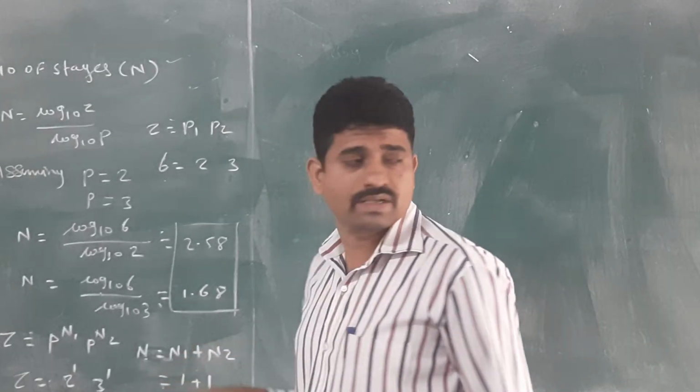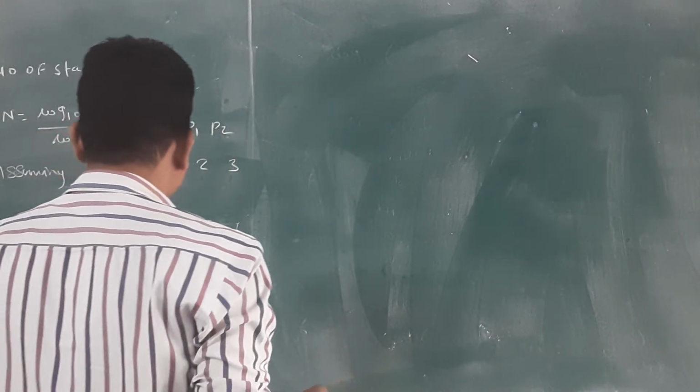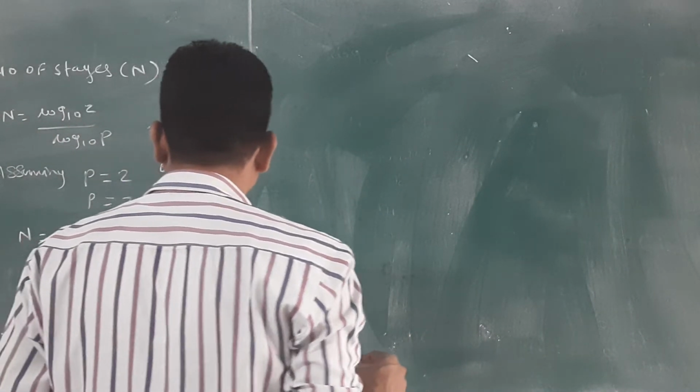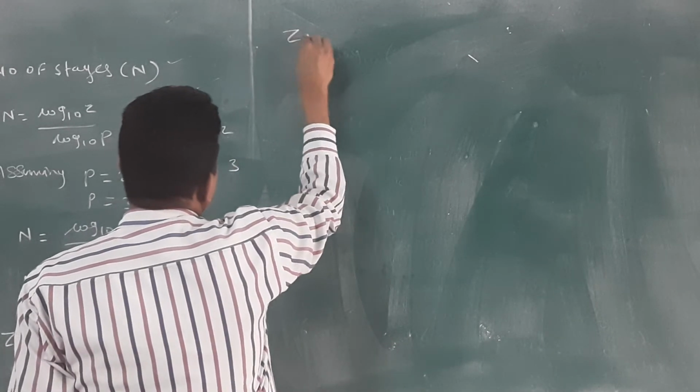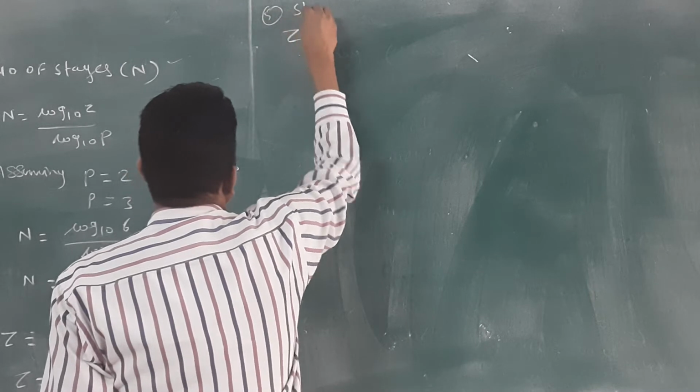Once you have calculated the number of stages, then we want to find out the values of x1 and x2. We want to write the formula z is equal to, next is the structural formula.